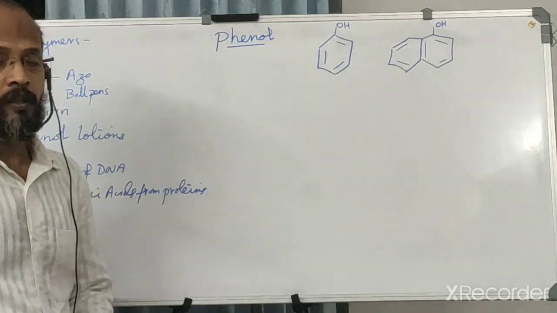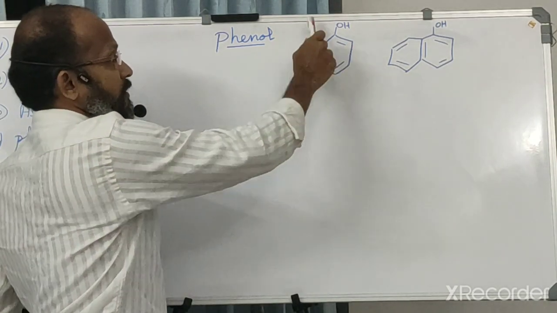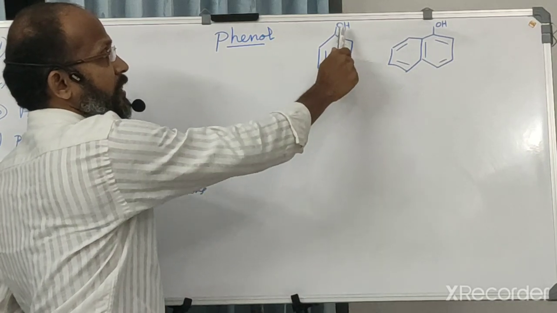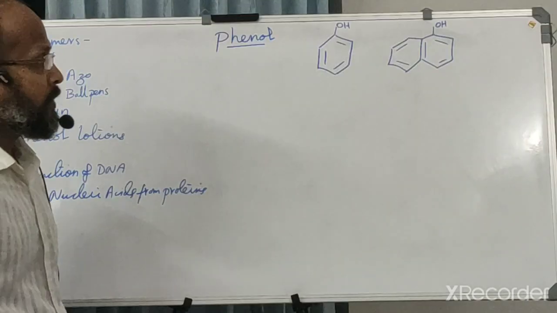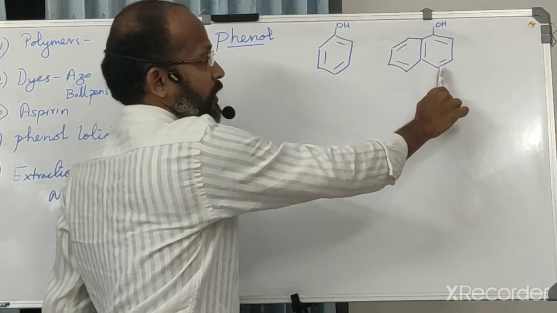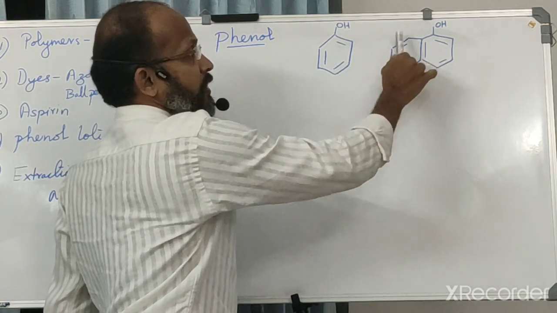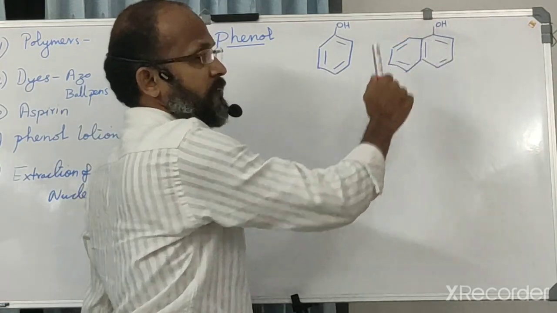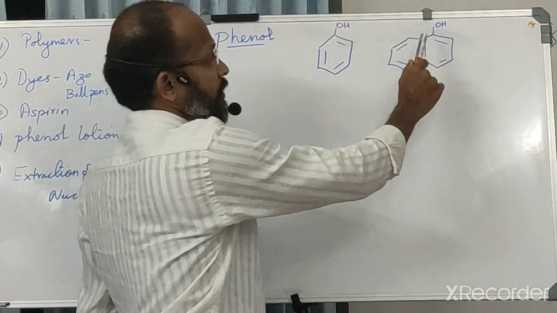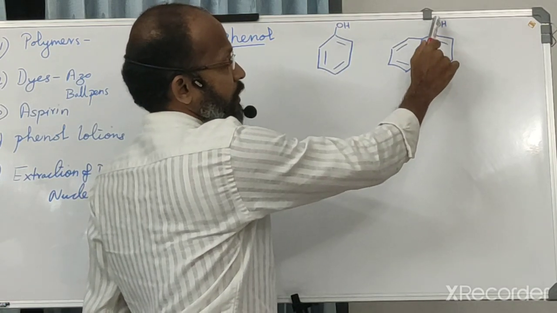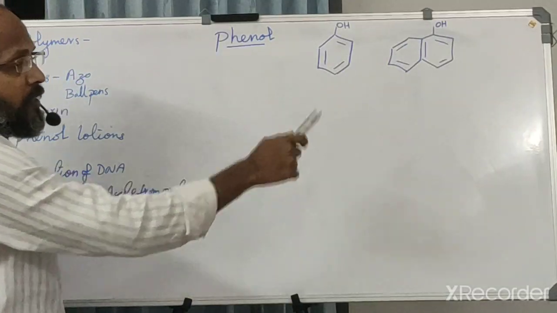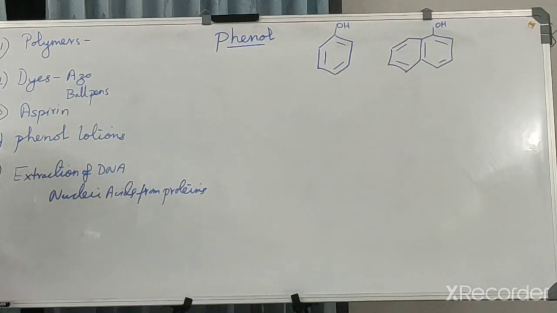Today we are discussing the functional group phenol, and this is the simplest representation of phenol, in which a benzene is directly attached to a hydroxy group. This is another example of phenol, in which instead of benzene, a naphthalene ring, or maybe an aromatic system, is attached to a hydroxy group. Then this is called alpha naphthol, and when the hydroxy is shifted to the second position, it is called beta naphthol. These are examples of simple phenolic compounds.